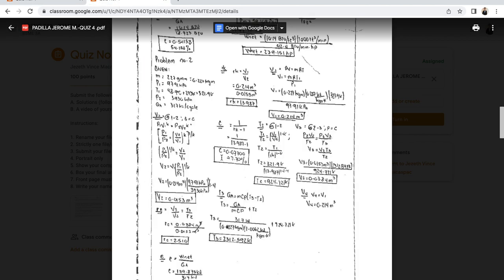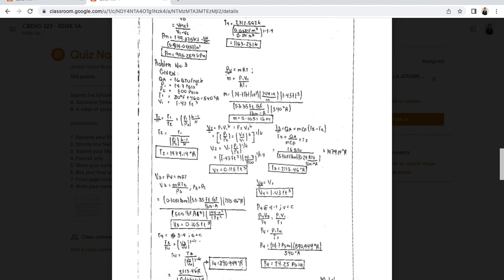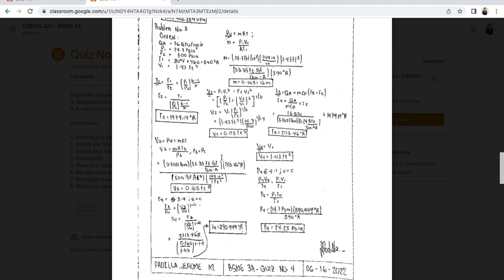So, ito yung solution. Yung given sa problem is the QA, which is 16 BTU per cycle, for the P1, 14.7 psia, and for the P2, 500 psia, and for the T1, 80 degrees Fahrenheit, which is convert natin sa degree Rankine. Add tayo ng 460 sa 80 degrees Fahrenheit. Yung makukuha natin is 540 degrees Rankine. For the V1, 1.43 cubic feet.